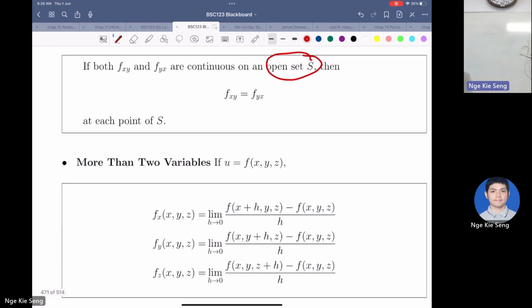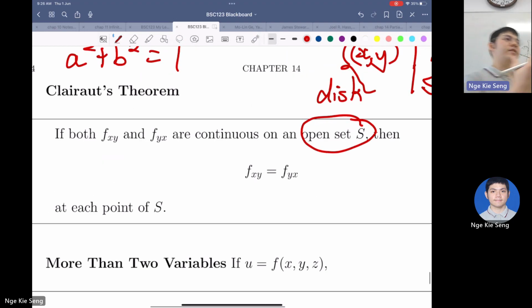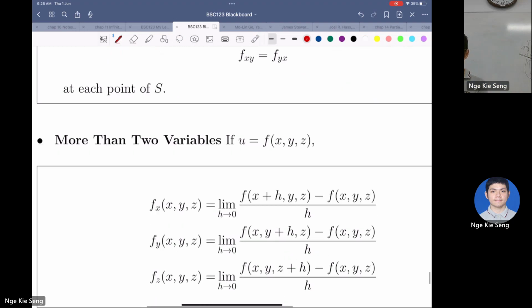So the next one is, how you appreciate this: if you know that they are continuous, then you can straight away compute just one of them, and that is enough. If you happen to know it is continuous.